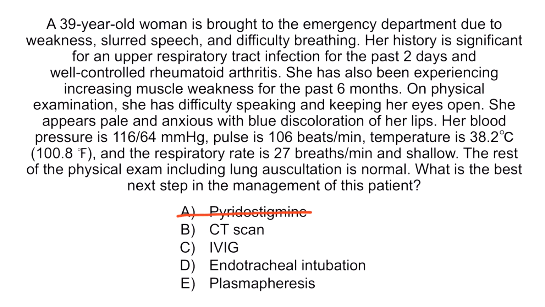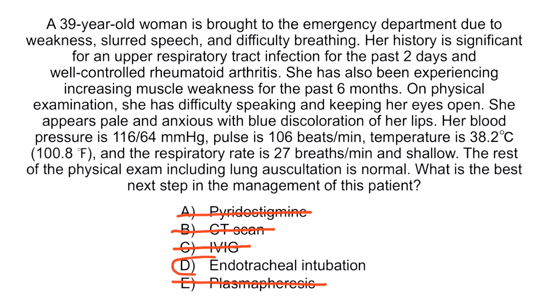Option A is incorrect because even though pyridostigmine is the mainstay treatment of myasthenia gravis, a myasthenic crisis is a life-threatening condition that needs immediate endotracheal intubation. Option B is incorrect because even though a CT scan is used to detect a thymoma in patients with myasthenia gravis, it wouldn't precede life-saving measures. Options C and E are incorrect because endotracheal intubation is needed first to prevent complete respiratory failure. Then plasmapheresis can be done and IVIG can be administered.